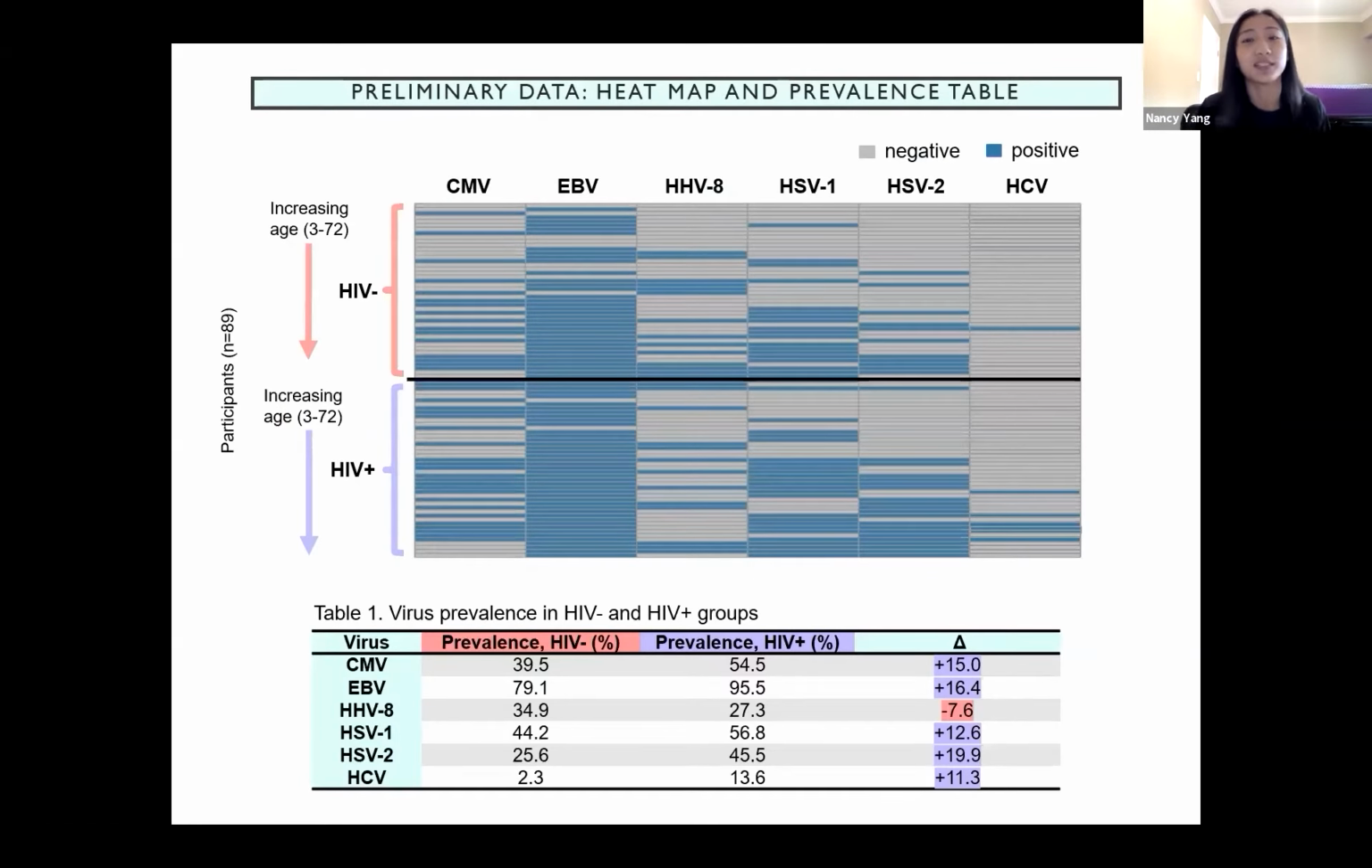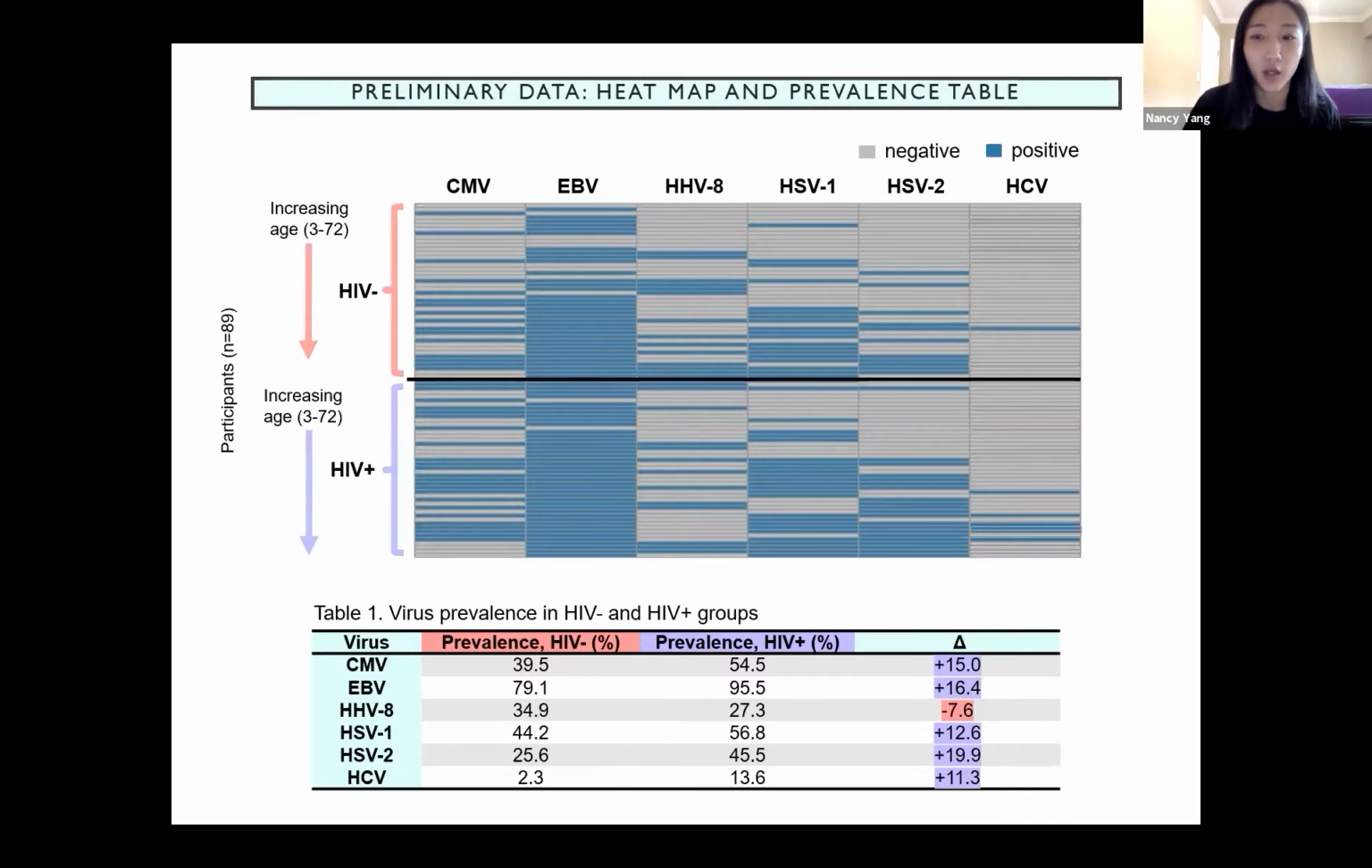The next representation of the same preliminary data set is this heat map. Each column represents a virus labeled at the top, and each row represents 1 participant. A gray bar indicates the person is negative for the virus, and blue indicates positive. The top half are HIV negative participants, and the bottom half are HIV positive. And within these groups, the participants get older as you move downwards.